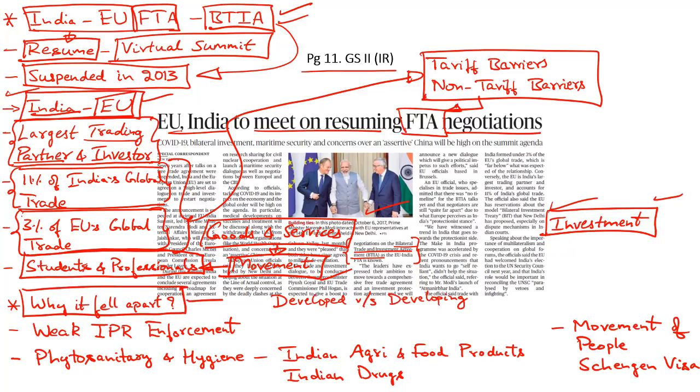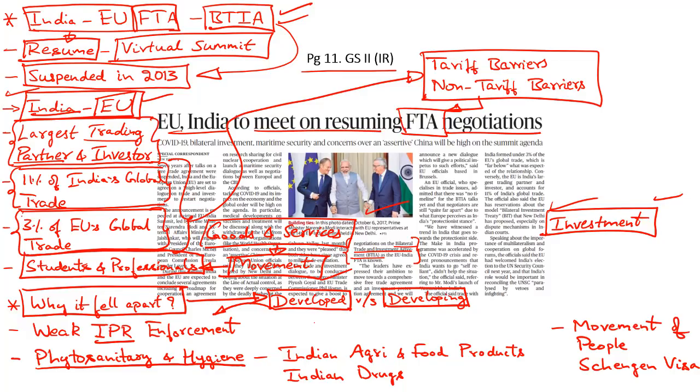These reasons happen to be based on the fact that India is still a developing country, while most of the EU members are developed economies, especially the West European countries. Developed economies such as France, Germany, etc., they would expect India to adopt a strict IPR policy and maintain very high phytosanitary and hygiene standards.